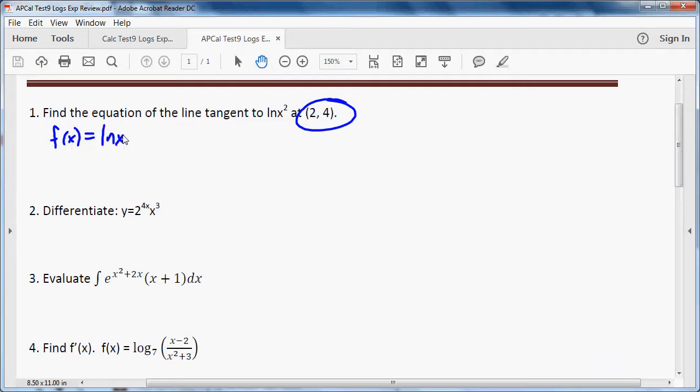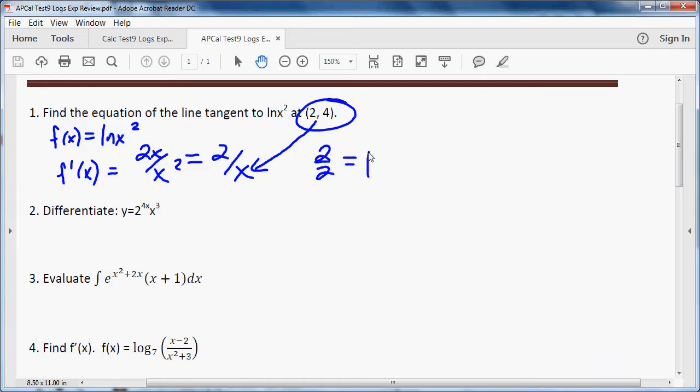So our equation is the natural log of x squared. The derivative of that is the derivative of the inside over the inside. I'm going to go ahead and reduce that by canceling out an x and get that. But we want to know the slope at the point 2, 4, so I'm going to plug the 2 in for the x and find that the slope is equal to 1.